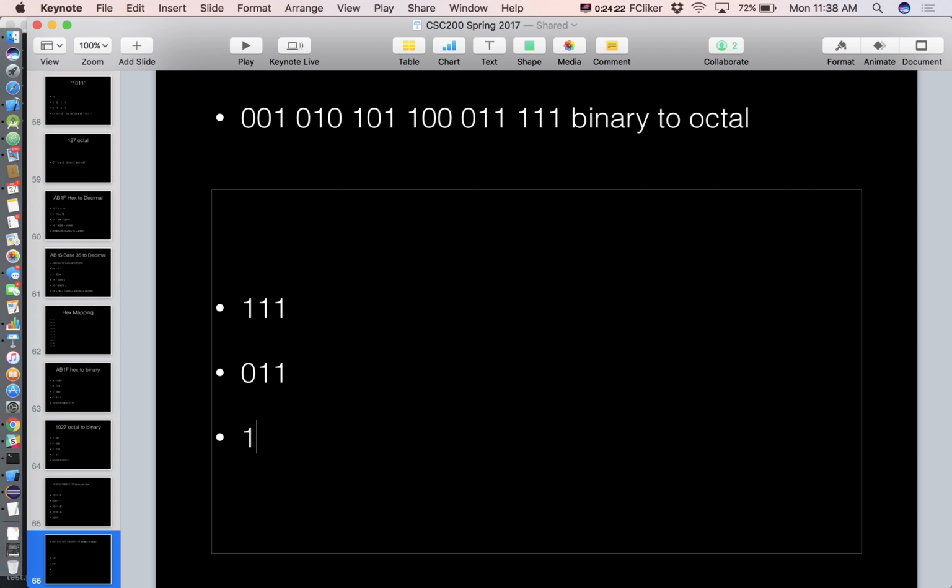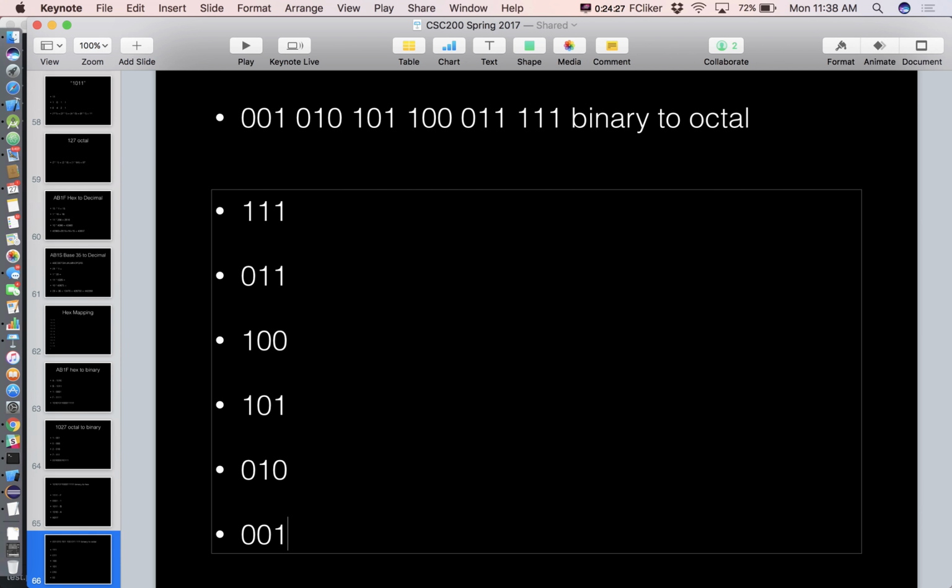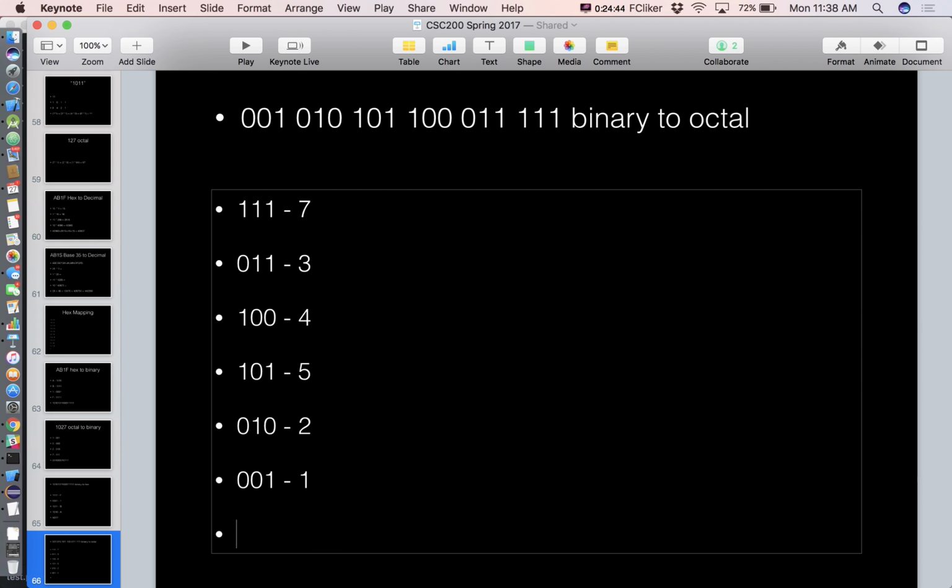0, 1, 1, 1, 0, 0, 1, 0, 1, 0, 1, 0, 0, 0, 1. All right, so this guy is a 7. This guy is a 3. This guy is a 4. This guy is a 5. This guy is a 2. This guy is a 1. So that is 1, 2, 5, 4, 3, 7 octal, which is equivalent to this big binary number.